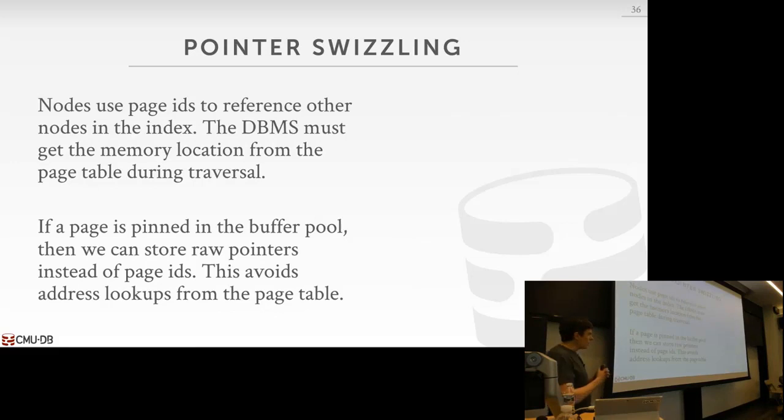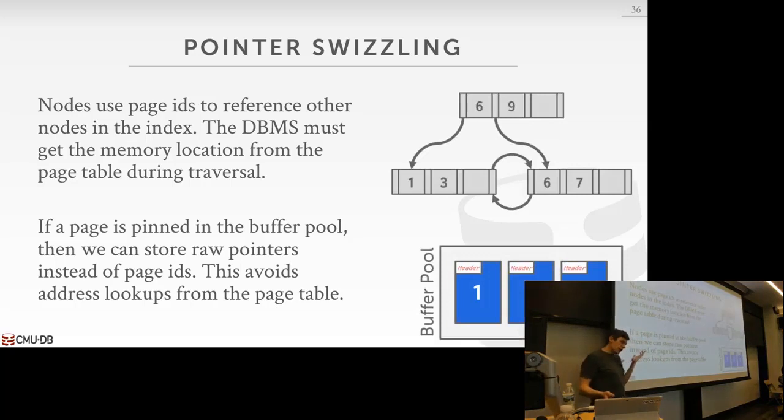All right, the last thing I want to talk about is called pointer swizzling. So again, I talked about how the way we figure out how to traverse the index is by having these pointers from one node to the next. In actuality, what we're storing is not raw memory pointers, we're storing page IDs. And whenever we want to do traversal, say we want to find key greater than 3, we start here and we say, oh, I want to go to this node down here. Well, how do we actually get there?